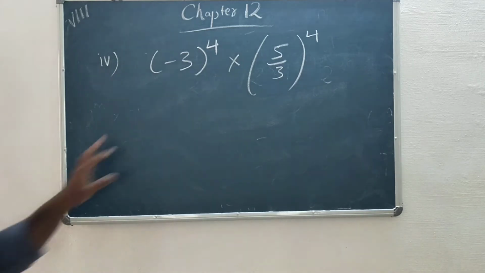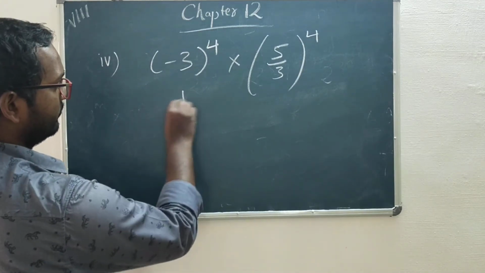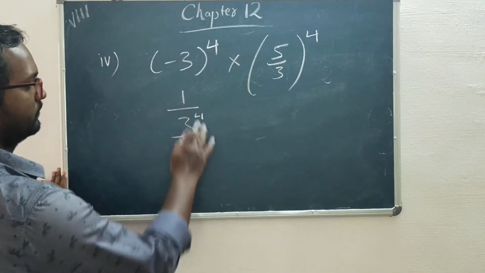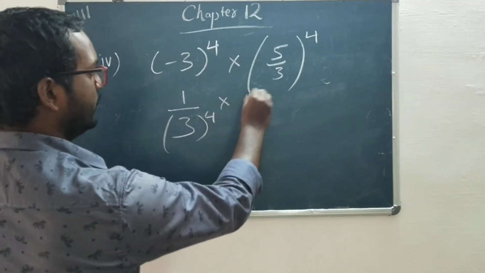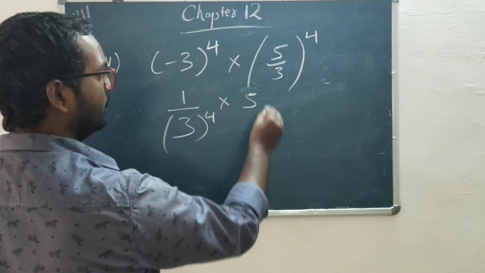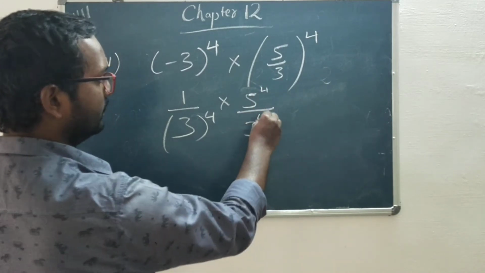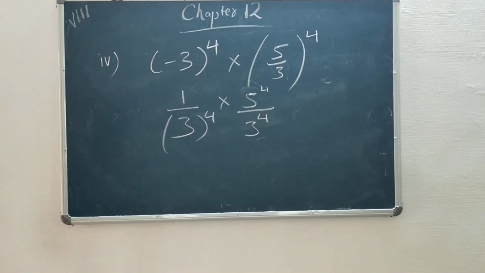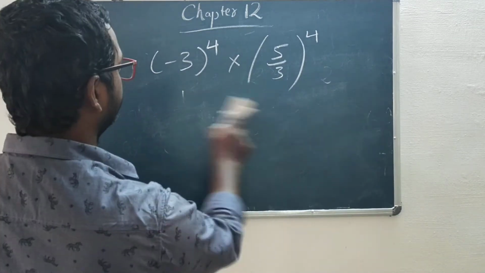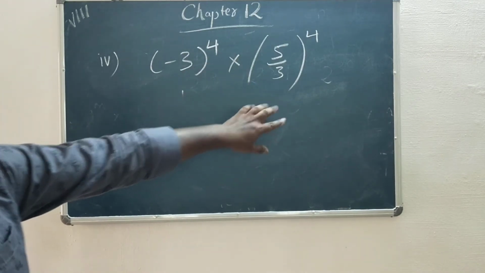So here, let us first take this in reciprocal form. We will get 1 by 3 to the power 4 into 5 to the power... we can open the bracket, we will get 5 to the power 4 divided by 3 to the power 4. Oh wait a second. This is minus 3 to the power 4 into 5 by 3 to the power 4.